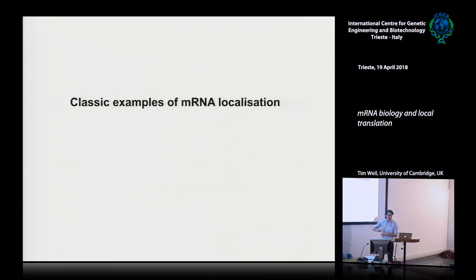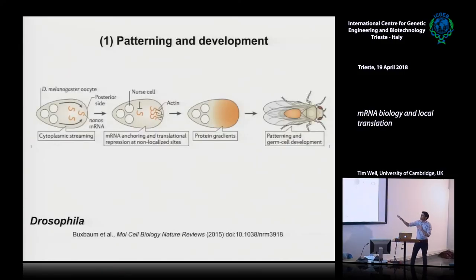Classic examples of localization. So I just want to give you sort of a tour. As I mentioned, this is a conserved mechanism. We know a lot of different things from a lot of different systems, and that's going to be important to link together what we're talking about within Drosophila. So we have patterning and development. So this is in Drosophila. We get this localization to the posterior. Then we get a protein gradient that's going to then be important to pattern the animal.